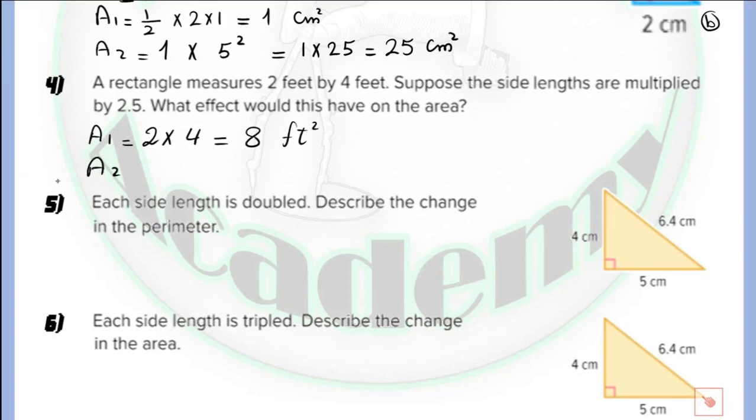Now we need to find area 2. Once you multiply it by 2.5, to find the second area, just write the first area without any change, and multiply it by 2.5 squared. If you are talking about perimeter, we'll multiply by the same number without any change. But once we are talking about area, you will multiply it by the square of a number. So by multiplying, you will find that the answer will be equal to 50 feet squared.